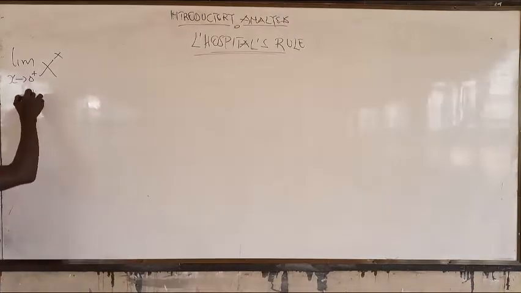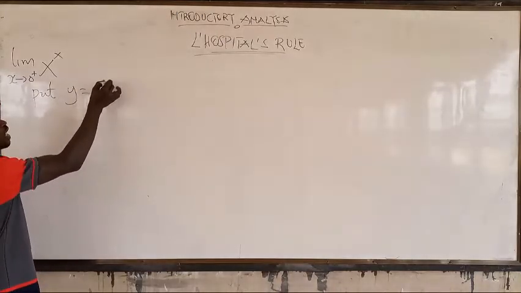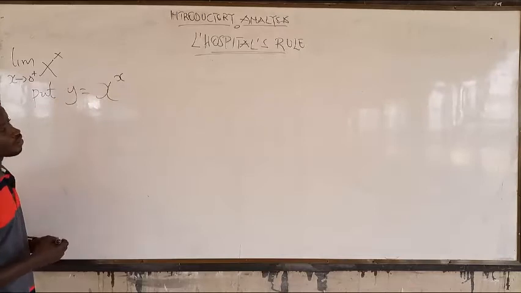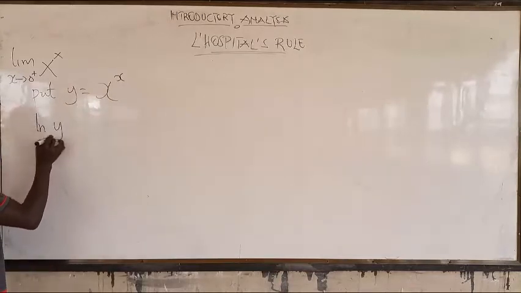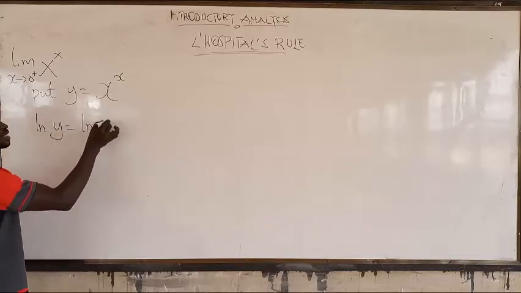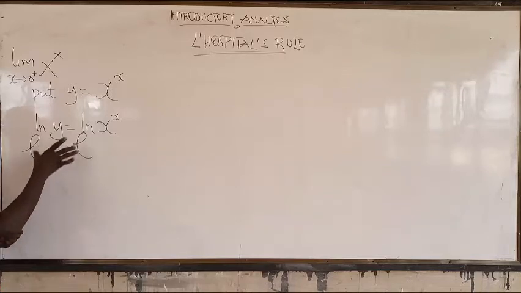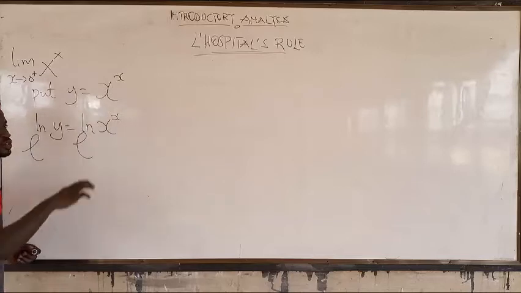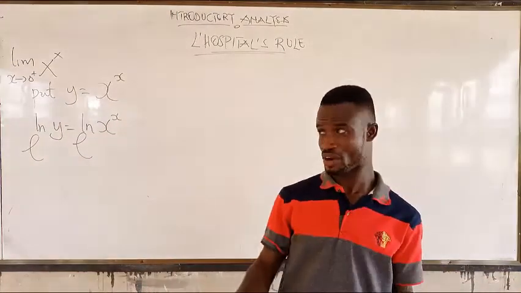First of all, you put y to be equal to x raised to the power x. Very good. Then you take ln of both sides, so ln y is equal to ln x raised to the power x. Then you take the natural log of both sides to undo the ln. Alright? So you can see that the whole of this is the same as what we have here. We haven't changed anything. It's the same thing.